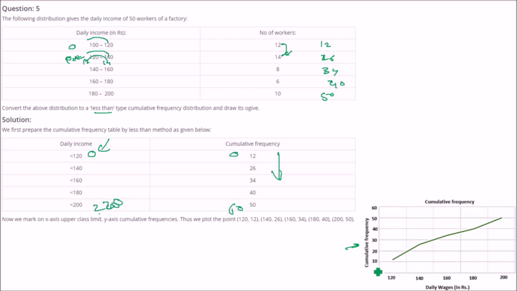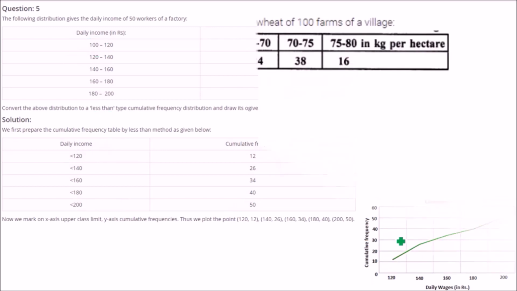So here is the x-axis where we have daily wages. Here we have cumulative frequency, which is the y-axis. Let me locate some points, 120 and 12. So x is 120, this one, and this y is 12. So this is 120 and 12. Let me take one more, 200 and 50. 200 is here and 50 is here. This is another point. I hope you'll be able to draw the intermediate points. This will be our ogive.